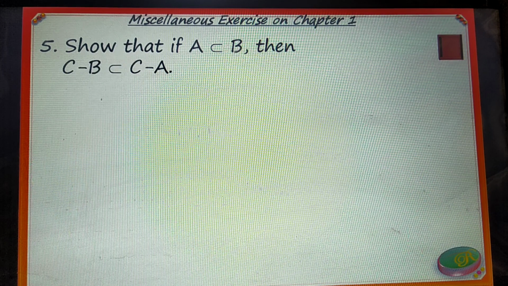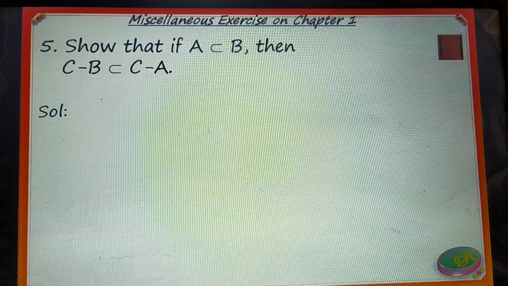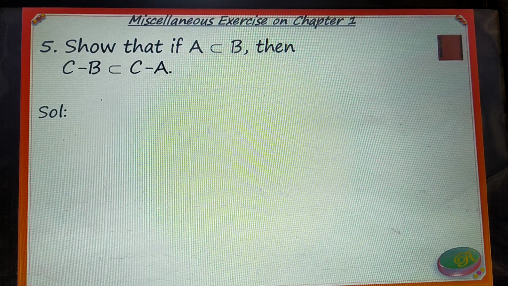Question number 5. Show that if A is a subset of B, then C minus B is a subset of C minus A. Solution. Let x belong to C minus B.